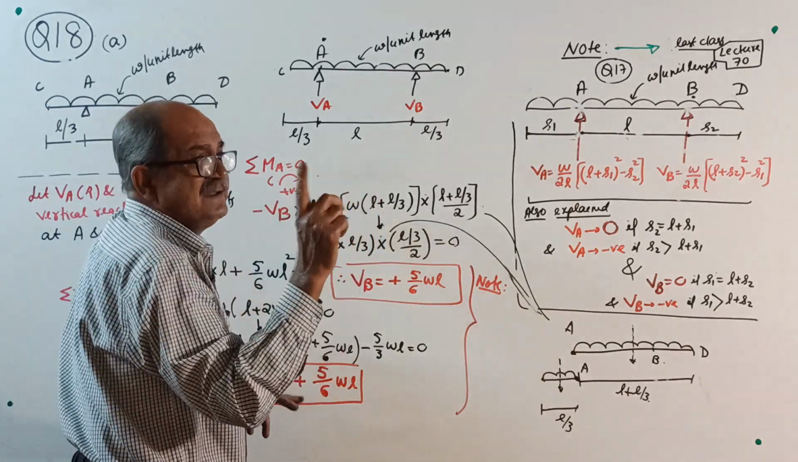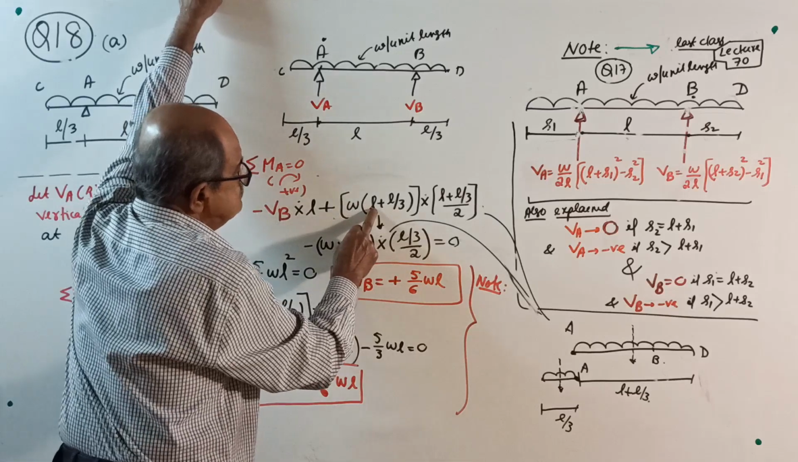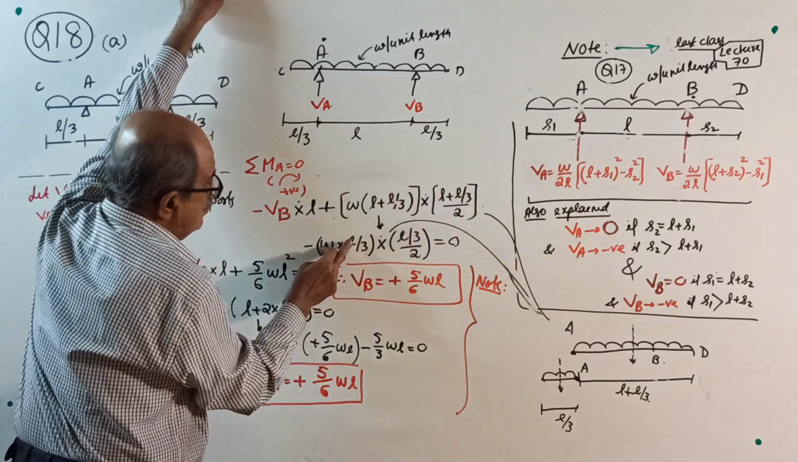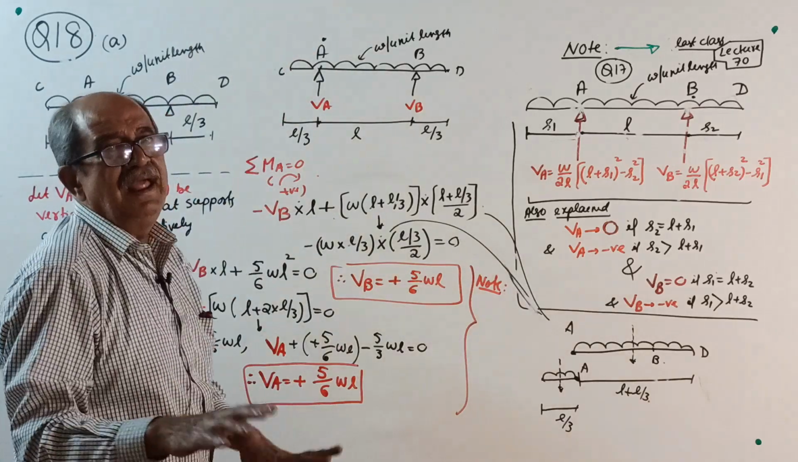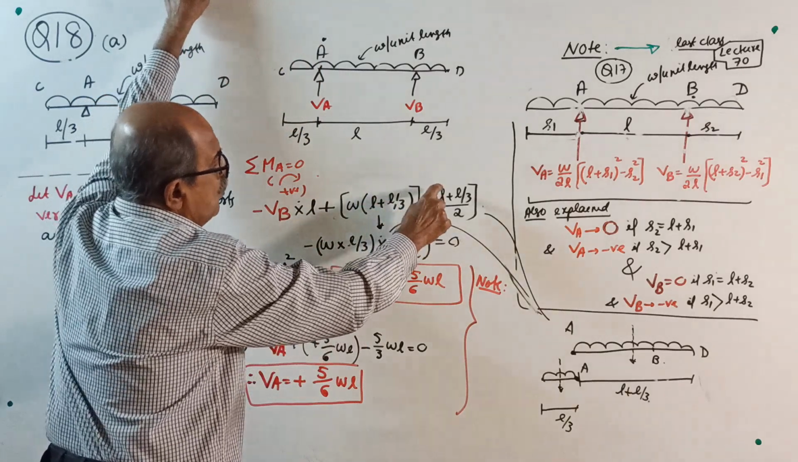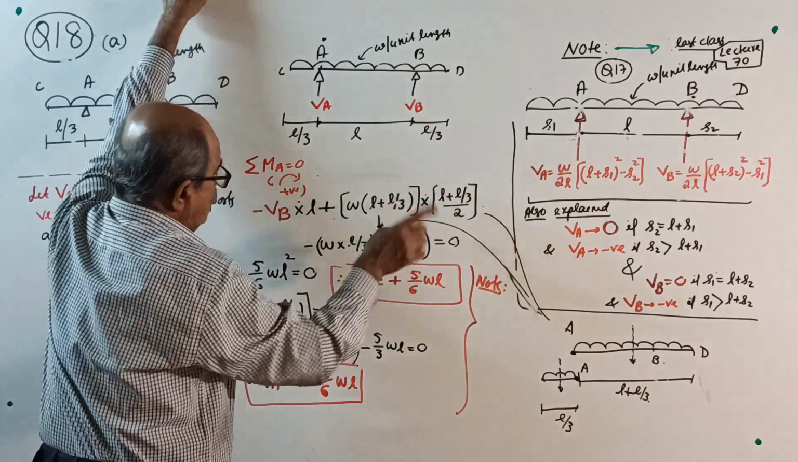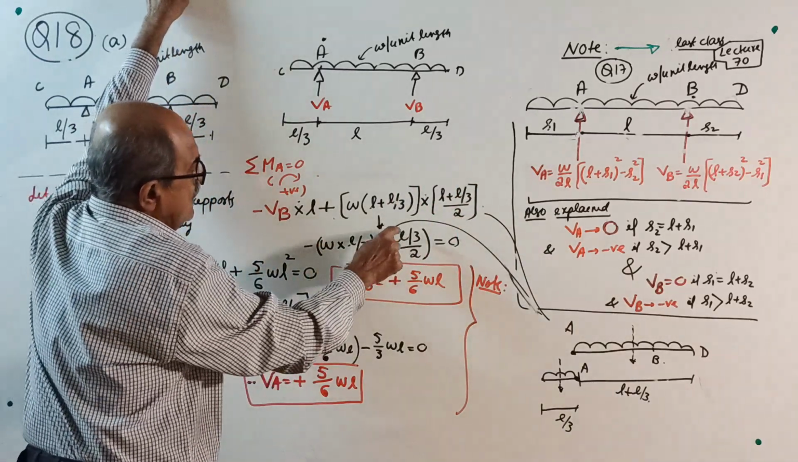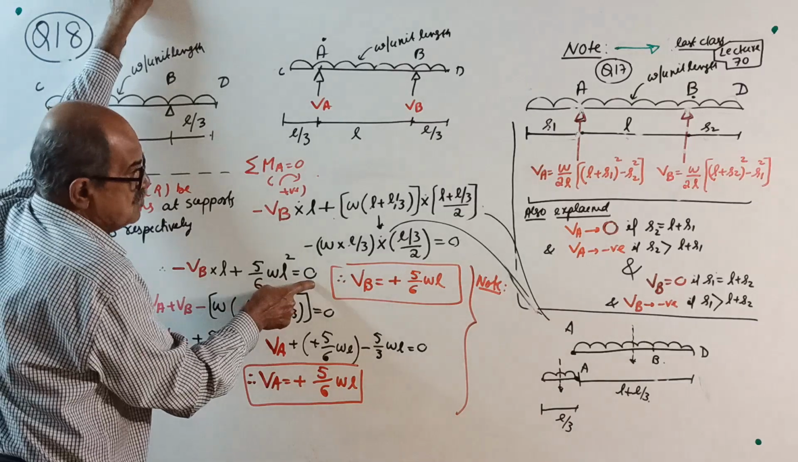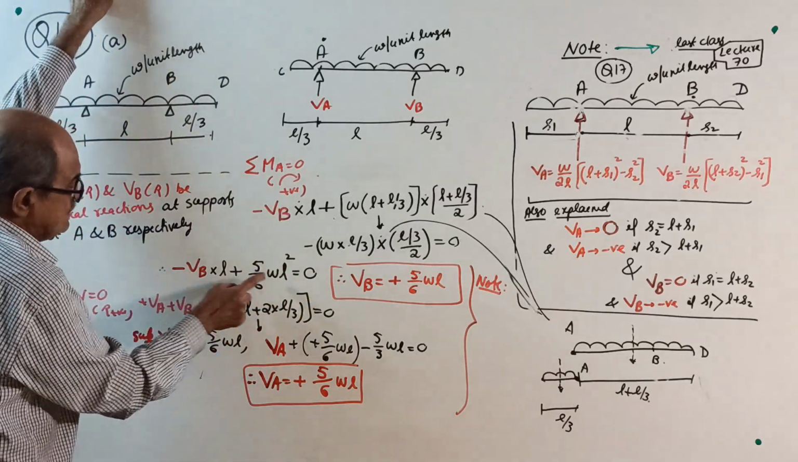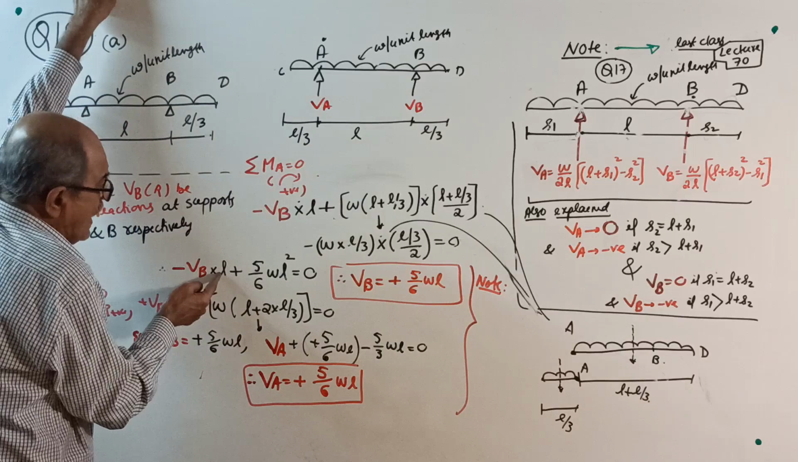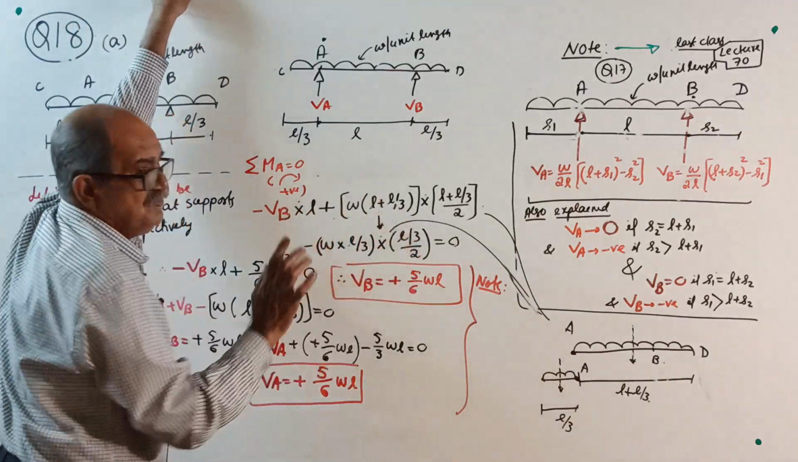So therefore, minus VB into L plus WL, only once I will tell. See, W into L, and L square, WL square, here also WL square. Only the number will come. What is the number? 1 plus 1 by 3 into the bracket 1 plus 1 by 3 divided by 2, minus 1 by 3 into 1 by 3 divided by 2, will come plus 5 by 6 WL square. High school mathematics. See, minus plus is there. So VB equal to 5 by 6 WL square divided by L. 5 by 6 WL is VB.